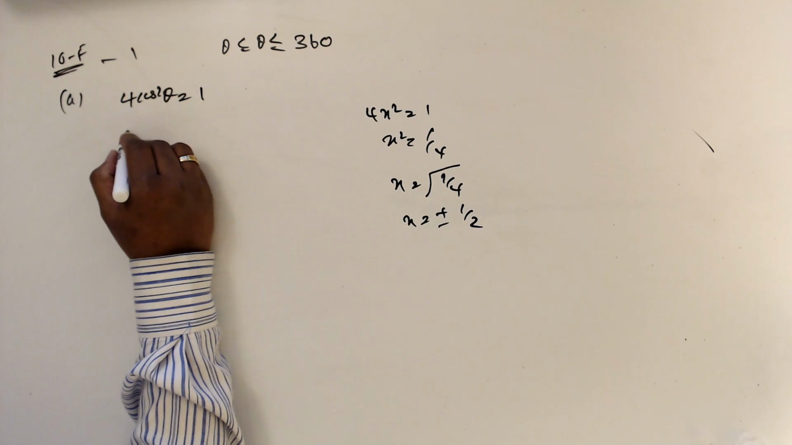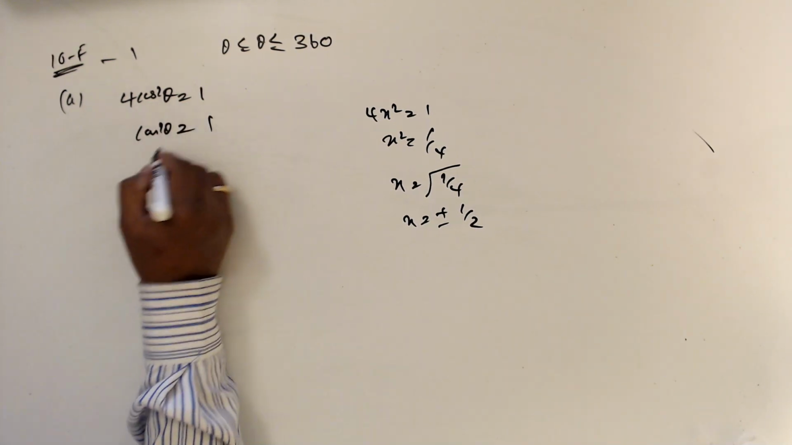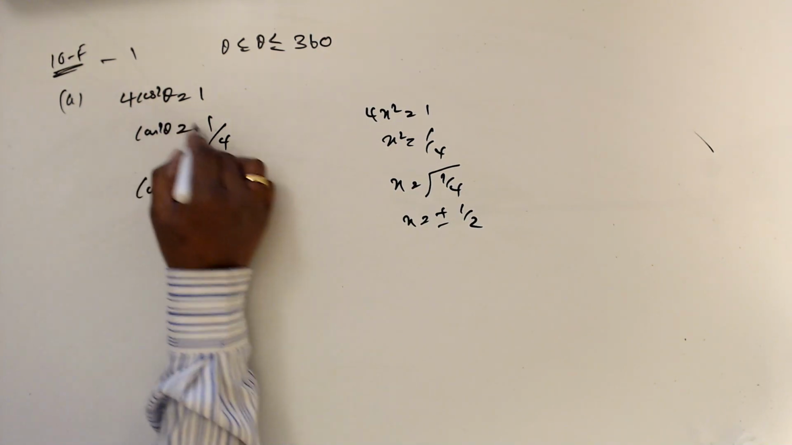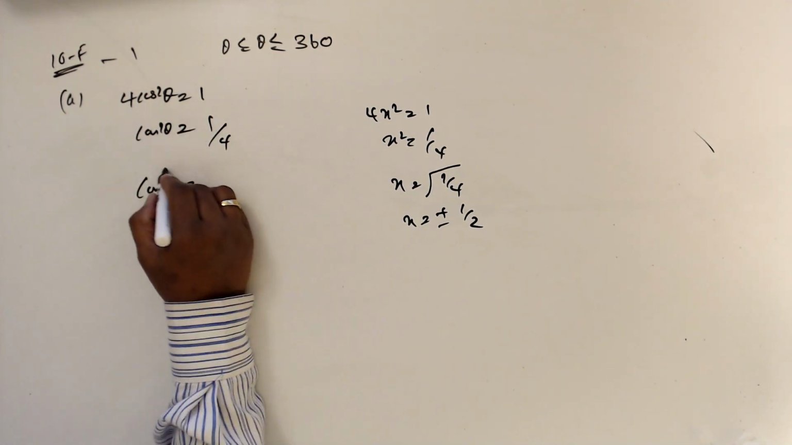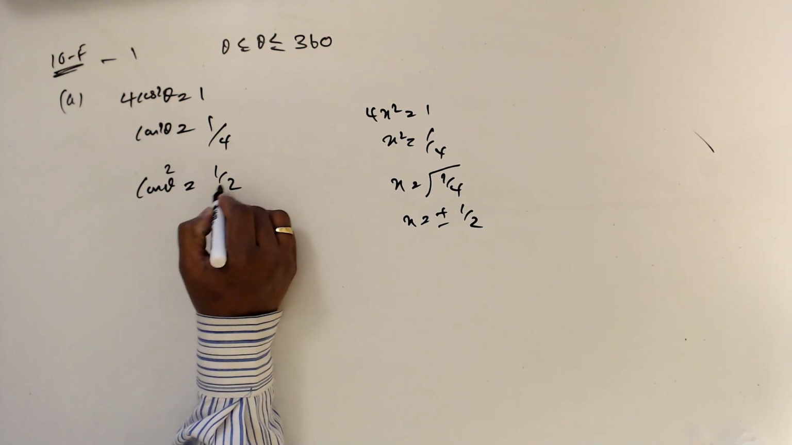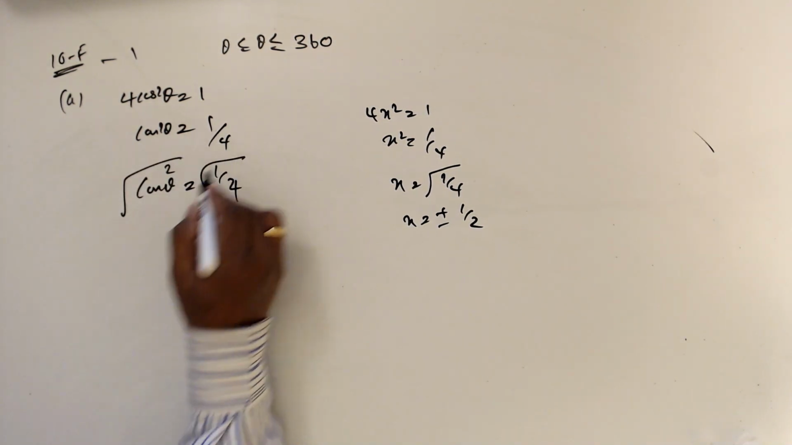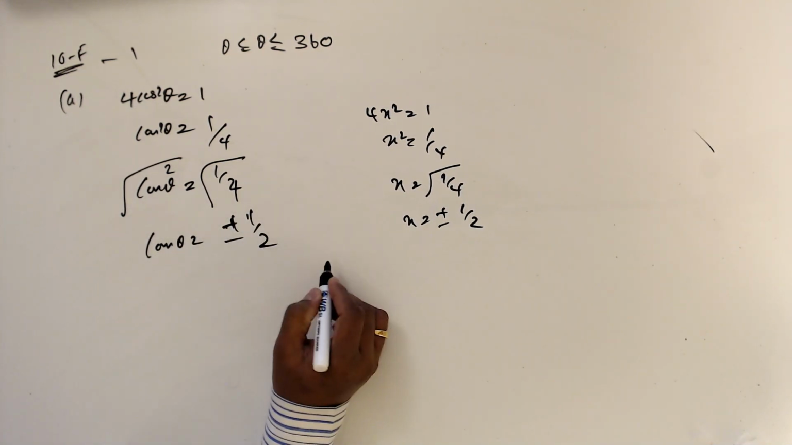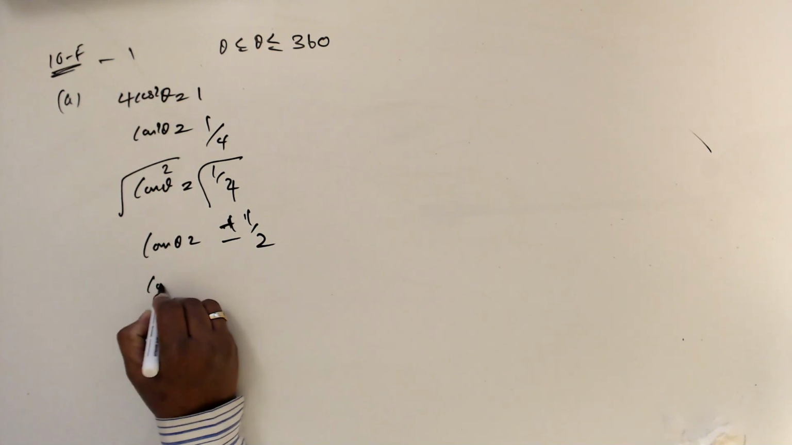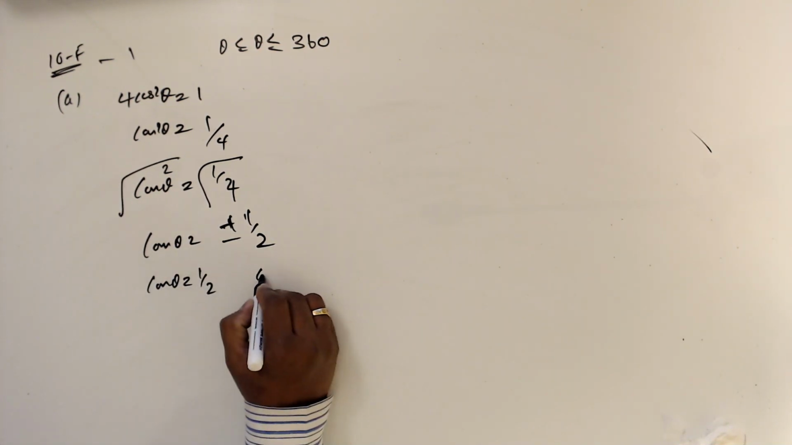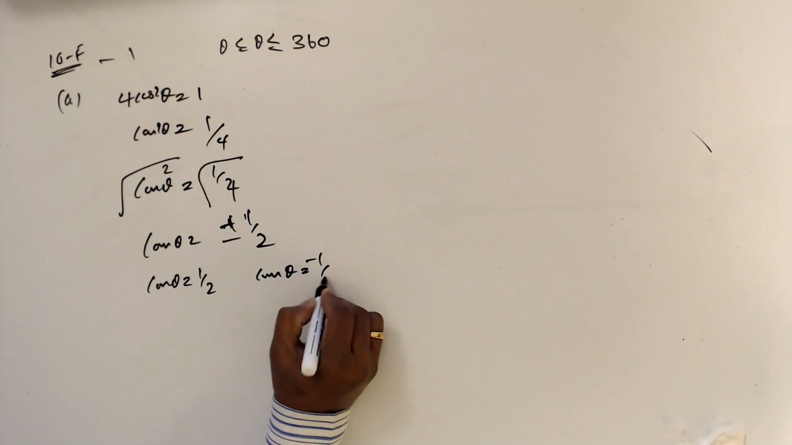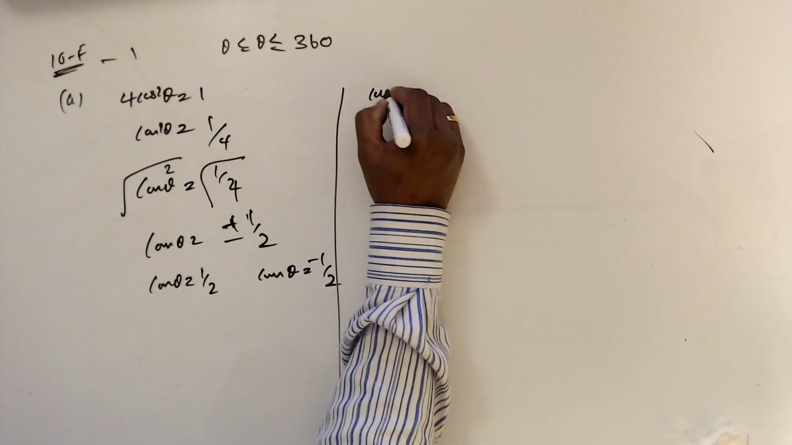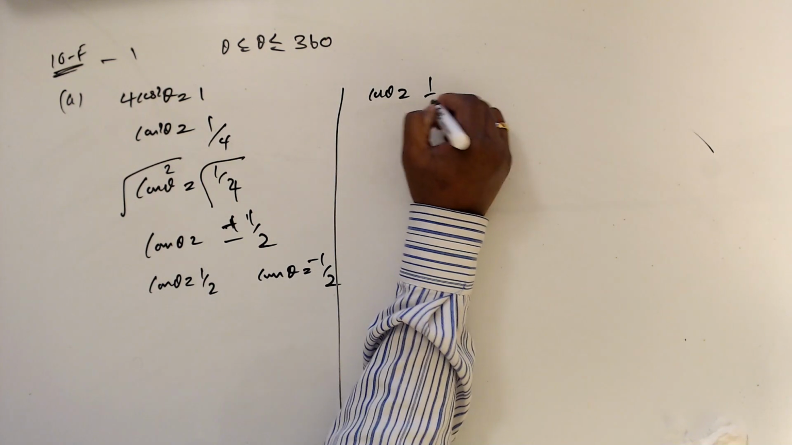So this is cos² theta equal 1/4. Cos theta equals, I took the square root of both sides, so this is going to be cos theta equals plus or minus half. Now there are two equations. One is cos theta equal half. The other one is cos theta equal minus half. So let's consider cos theta equal half first.